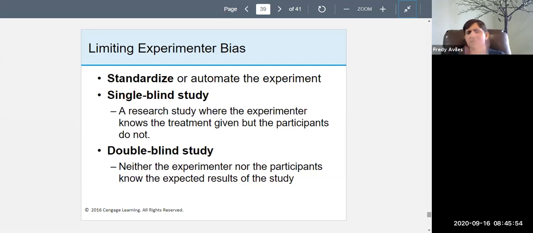Single blind study means that somebody's blind, and if you're gonna have somebody blind, usually it's the participants that are blind at the beginning and not the experimenter, but it could also be the experimenter. But usually if the experimenter's blind, the participants should also be blind, so that would be double blind. So single blind means that somebody's blind, it's usually the participants, okay? And double blind means both the experimenter and participants are blind.